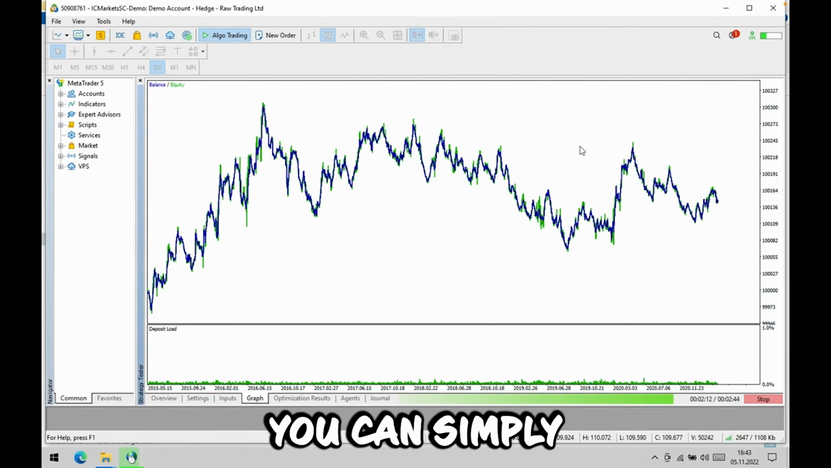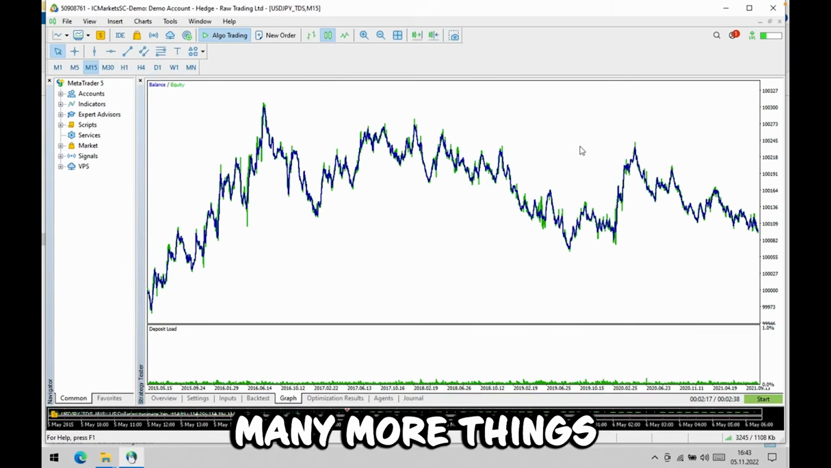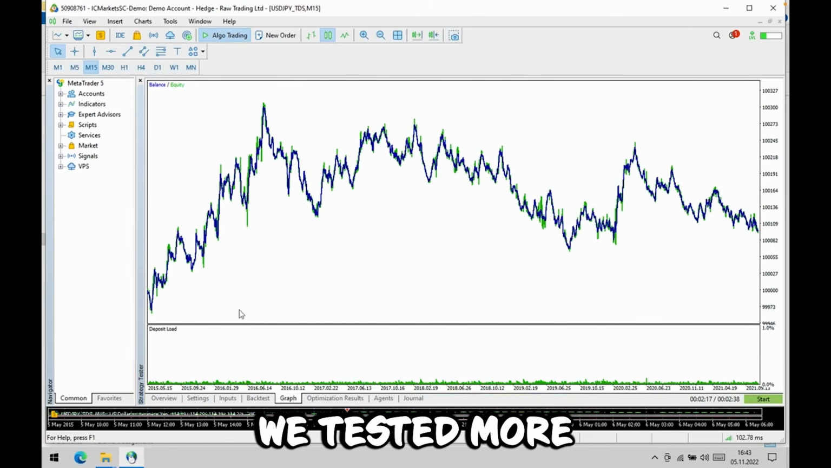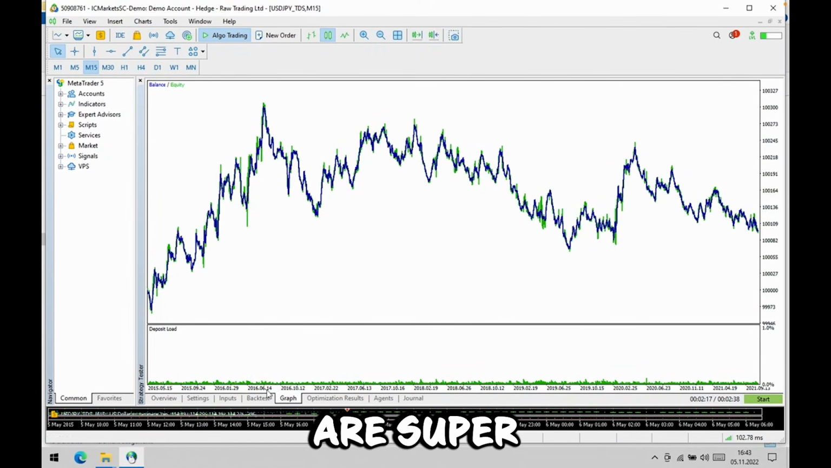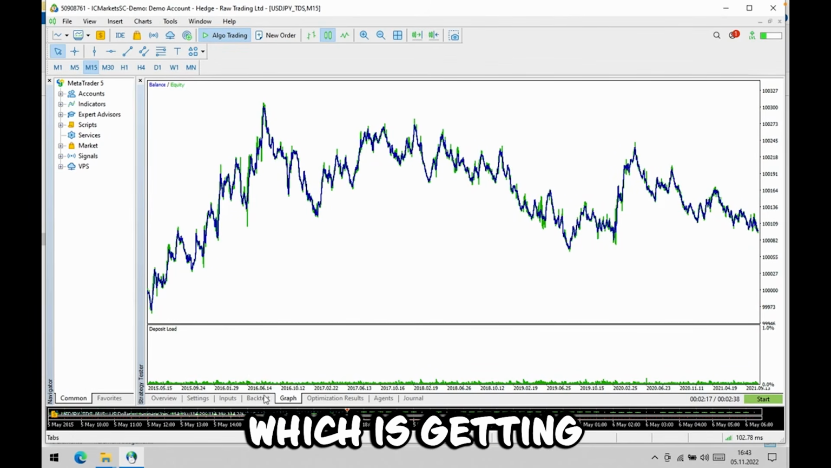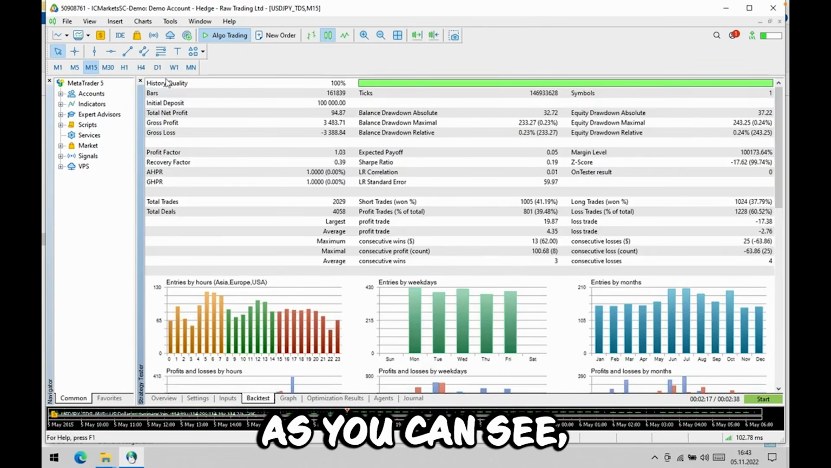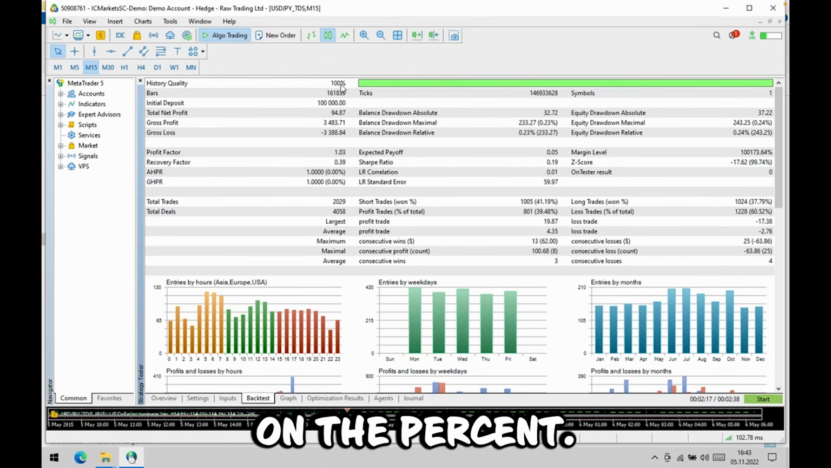So you can simply add your discretionary to the strategy itself, add your ideas. There are many more things to improve. As you can see now, we tested more or less 6 years of data, super interesting. So MetaTrader 5, you can check out the backtest report. As you can see, history quality 100%. This is what we need.